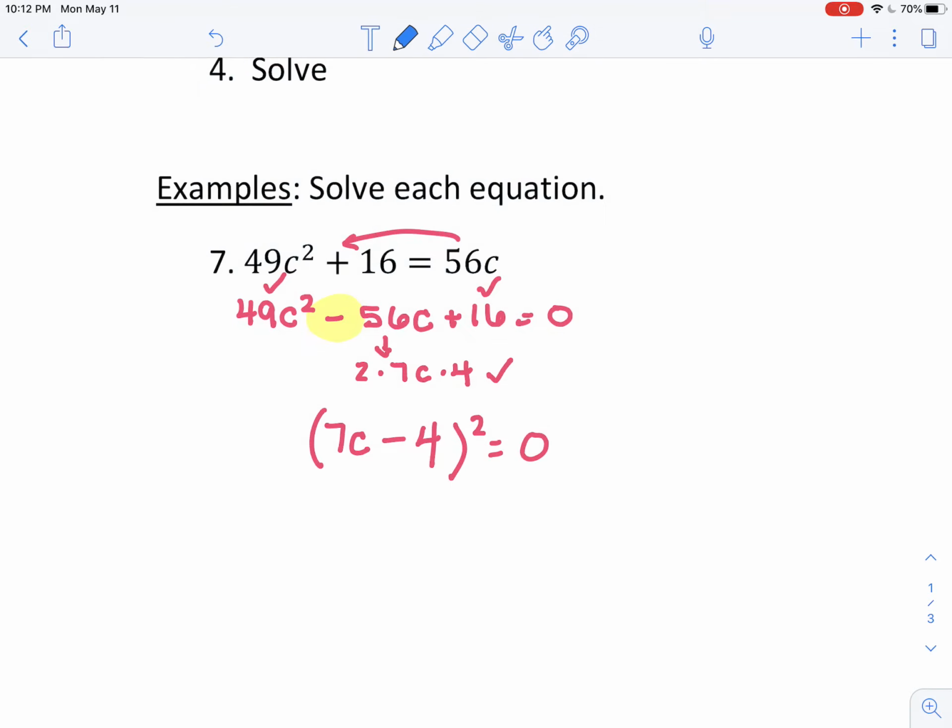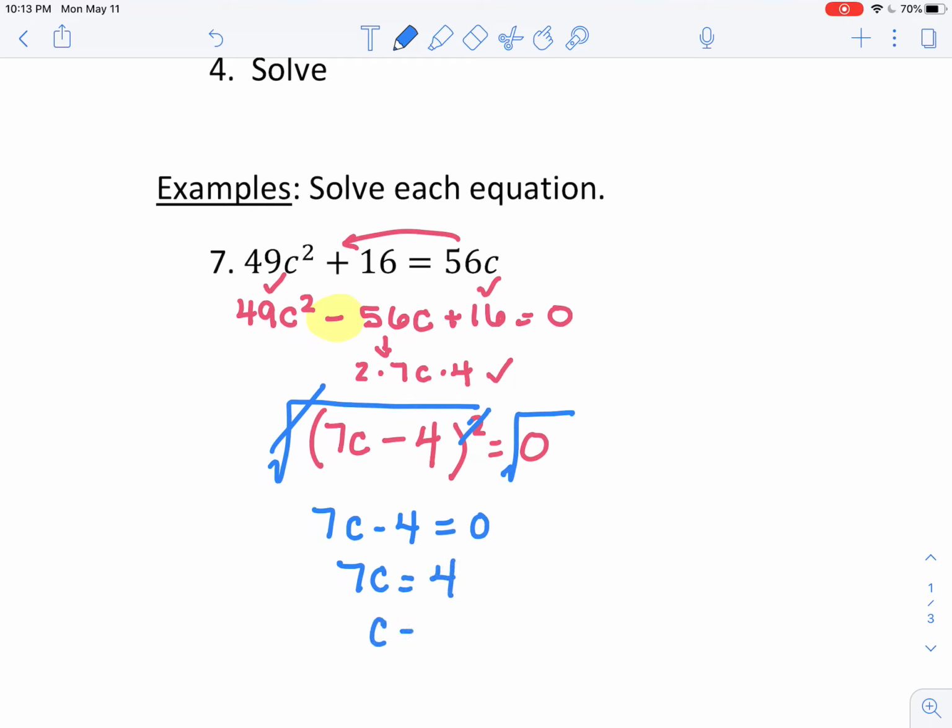Here's where things are a little bit different from what we've solved previously. Once you get to this step, we have one big parenthesis squared, but we need to get rid of that squared. So the opposite of squaring is to square root both sides. When I square root the left side, squaring and square rooting cancel each other out. We just get what's inside of the parentheses, so 7c minus 4. On the right side of the equation, the square root of 0 is just 0.